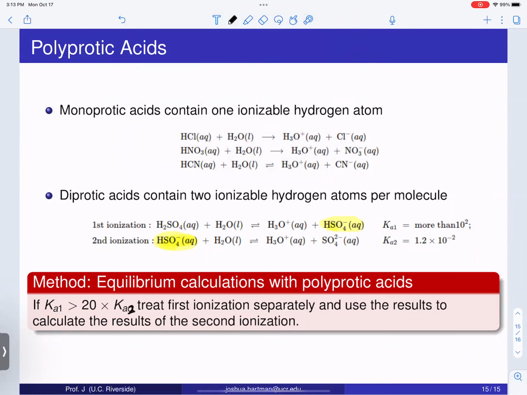K2, okay, then we're going to basically treat this as two separate steps. We're going to carry out the first ionization and then use the results of the first ionization to calculate the results of the second. All right. Now, once again, I want to jump into that with essentially our last example of today's lecture and really go through step by step what I mean by this method.